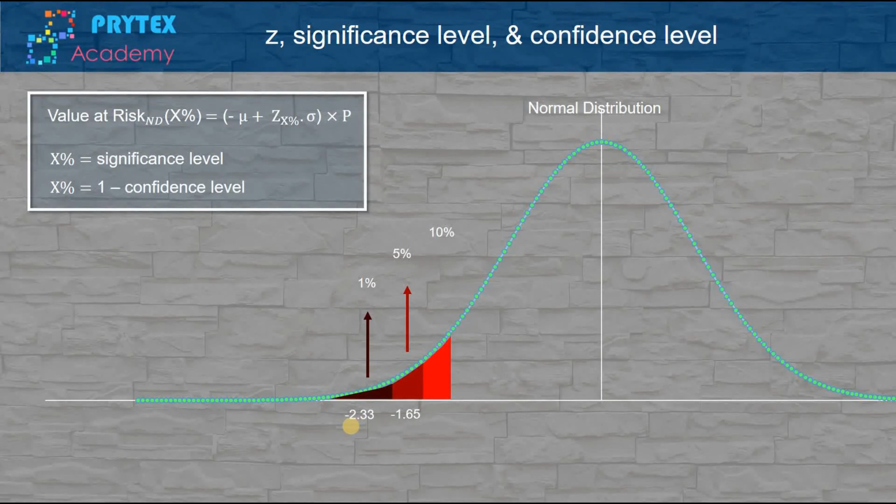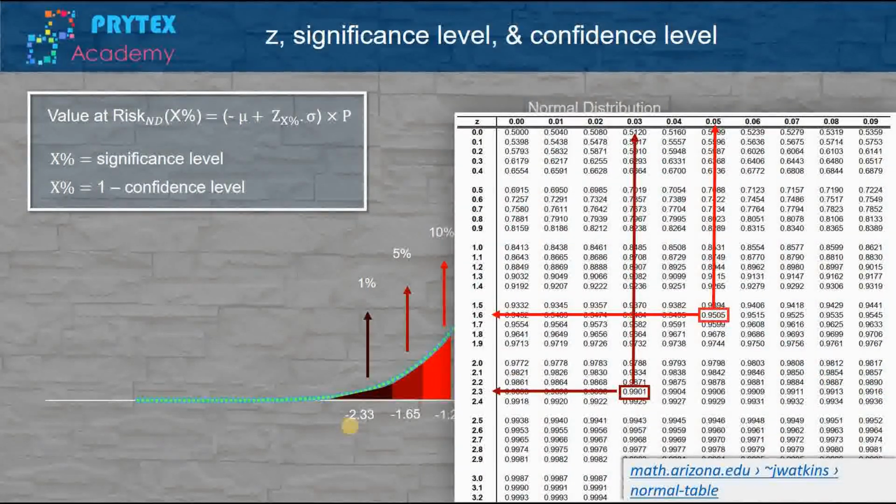Now let's bring up the cumulative Z table and see how to calculate the Z values for different significance or confidence levels. Here we have used the confidence level. It's easy to convert the confidence level to significance level by using this equation. This table has been extracted from math.arizona.edu, that is Arizona University's website.